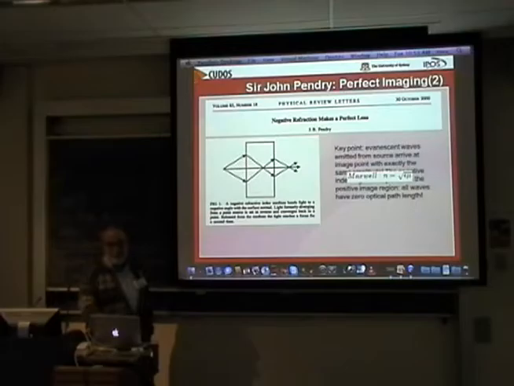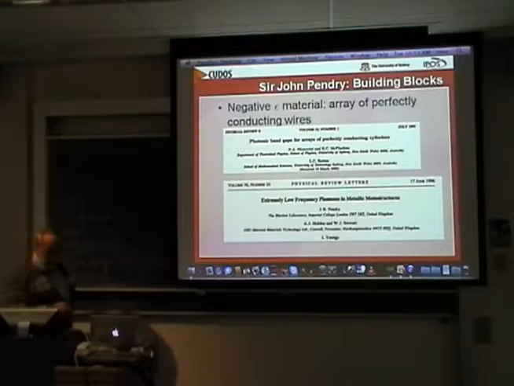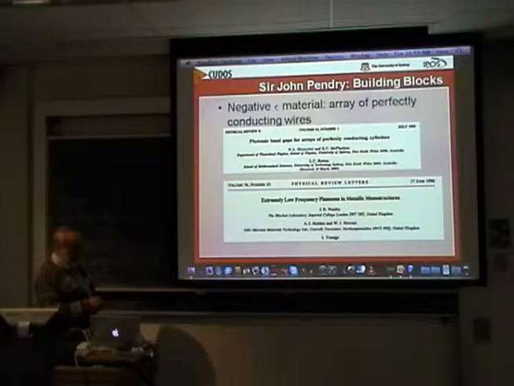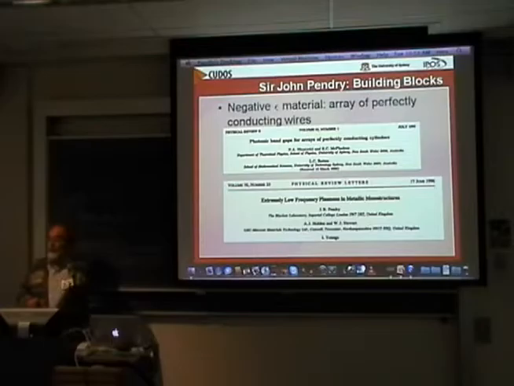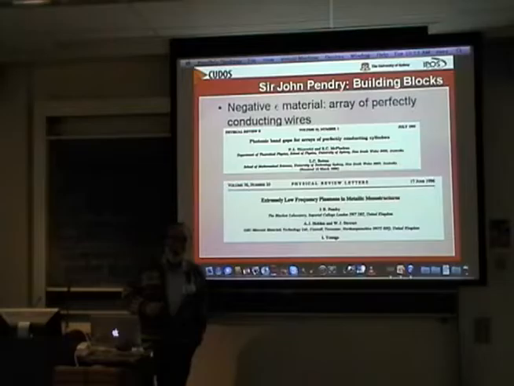Okay, so Pendry went beyond these ideas because if he wanted to make this practical, he had to avoid the objection that Veselago's work had created. What he did was create a couple of building blocks from which you could make actual metamaterials. The first of these building blocks was a negative epsilon material. I remind you, to get into our fourth quadrant, we need both negative epsilon and negative mu.